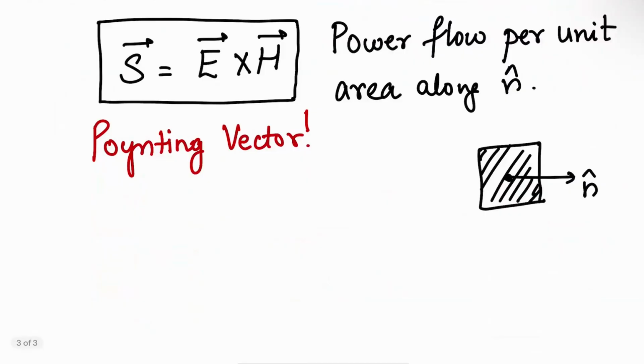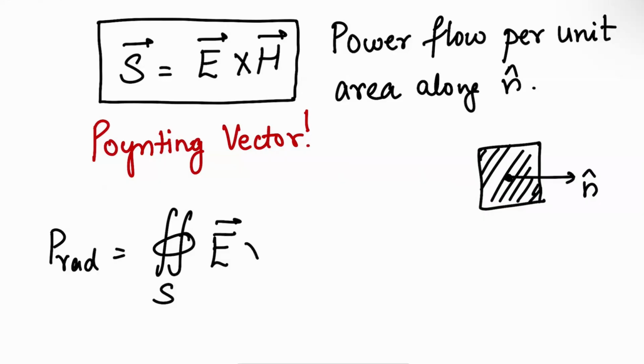Okay? All right. So HFSS actually uses this to calculate antenna efficiency, which we'll do later. So power radiated is nothing but the closed surface integral of E cross H. And your first CAD assignment will be on this.